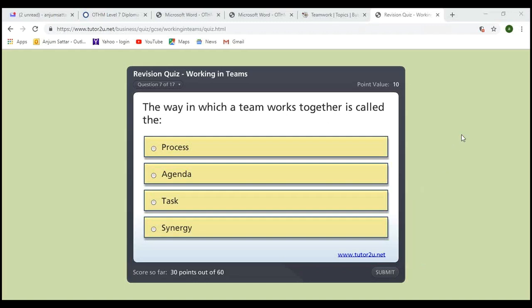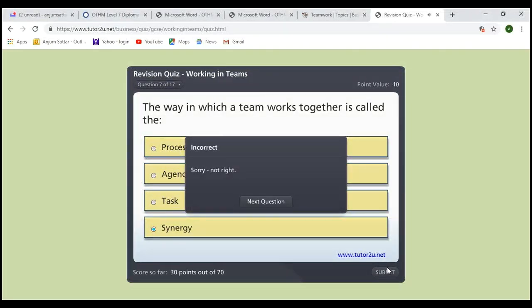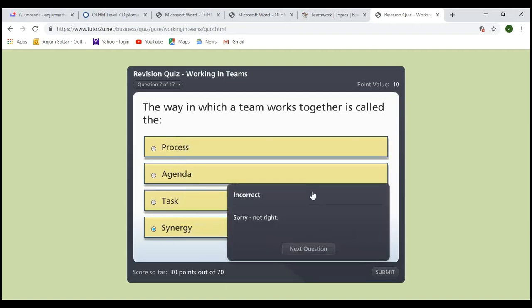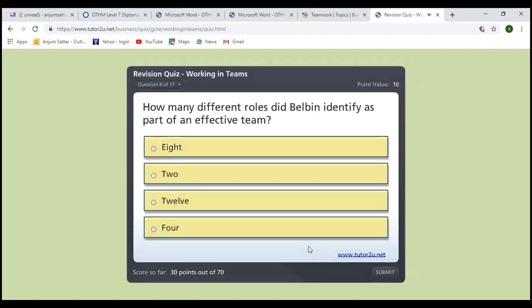The way in which the team works together is called? We learn in management, we call it 2 plus 2 makes 5, not 4. In accounts, 2 plus 2 makes 4. So what word do we think? If you want to achieve the team objective, we need synergy. Synergy. The way in which the team works together. Okay, no problem. We'll check why not.